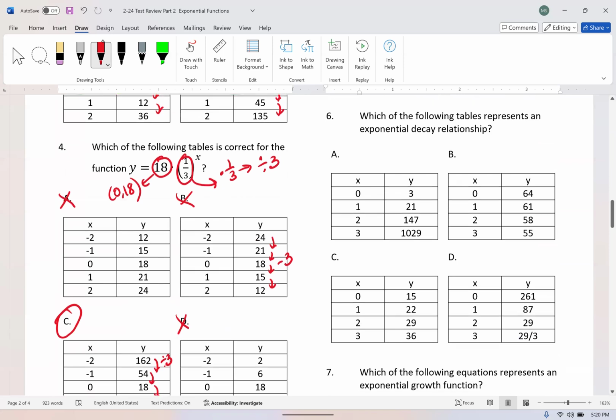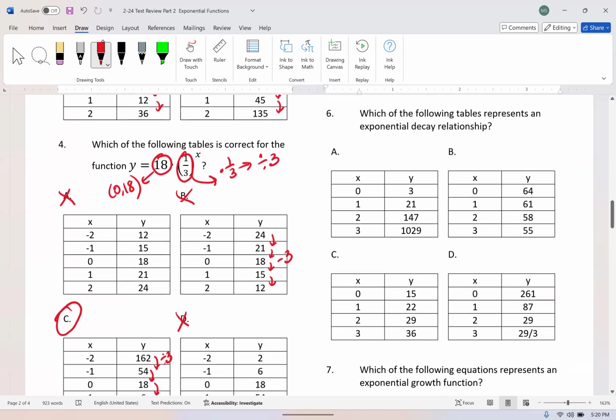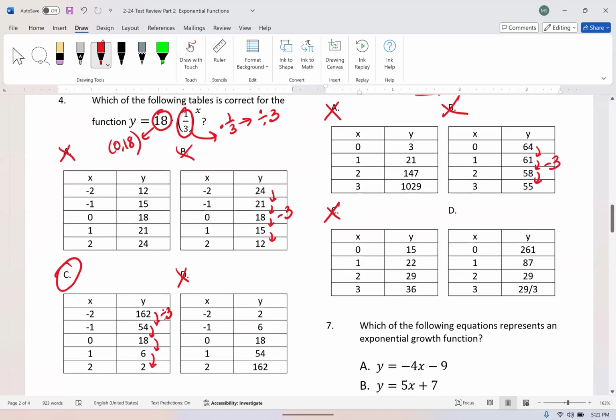All right, looking at number 6, which of the following tables represents an exponential decay? So decay means it's going down. It can't be A and it can't be C, but it might be B and it might be D. So we have to look and see. Decay means we're going to either multiply by the same fraction less than 1 or we're going to divide by the same number. So I'm looking at this and I'm seeing on the first one, we're just consistently going down. We're subtracting by 3. So that's not exponential when you're subtracting by the same number.